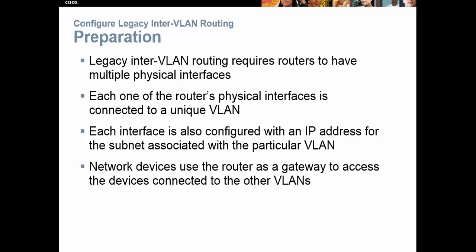Some of the preparations we need to take into account. We have legacy Inter-VLAN routing, which requires routers to have multiple physical interfaces. Each one of the router's physical interfaces is connected to a unique VLAN. Each interface is also configured with an IP address for the subnet associated with the particular VLAN, and the network devices use the router as a gateway to access the devices connected to other VLANs.